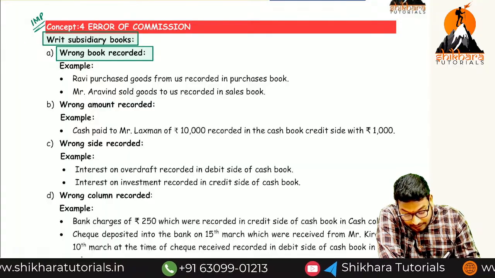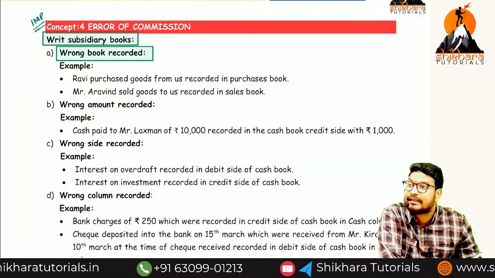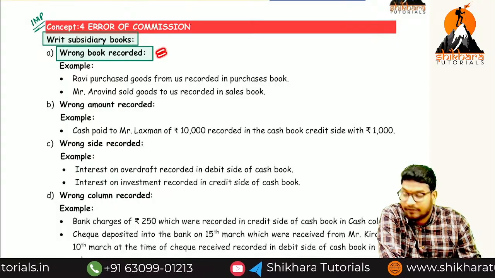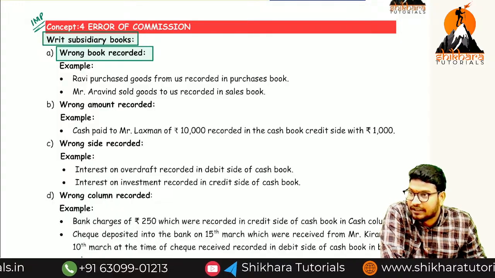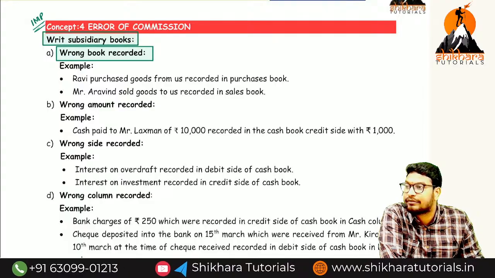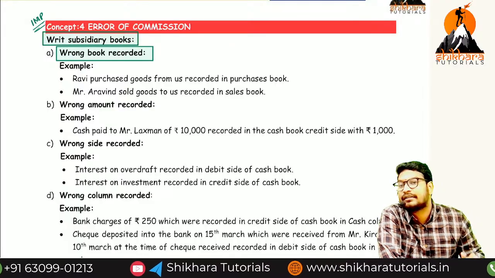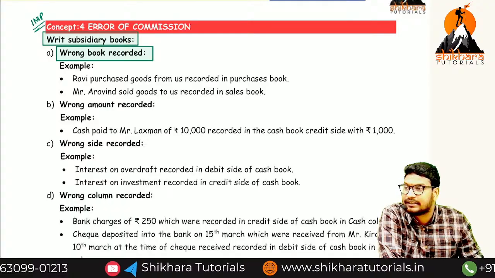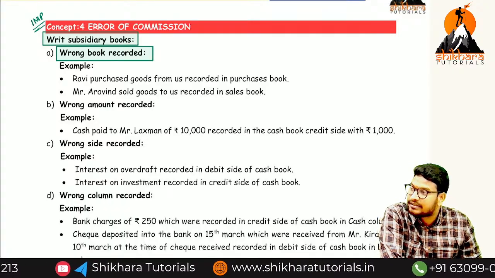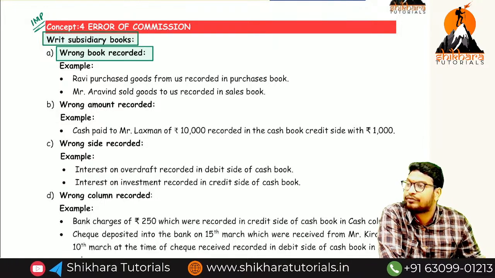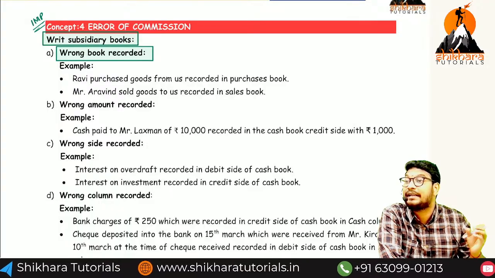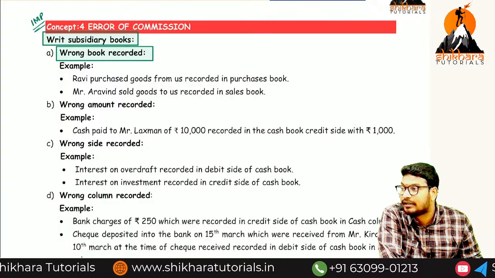So I have already told you, if any error happens in the subsidiary books or journal, will the trial balance be affected or not? It will not be affected, because there we use a double entry system. Debit must always equal credit. That is the reason the trial balance will not be affected in the case of subsidiary books, whether it is an error of commission, error of principle, or partial omission. Full omission, whatever it is, the trial balance will not be affected if any error happens at the stage of subsidiary books or journal.